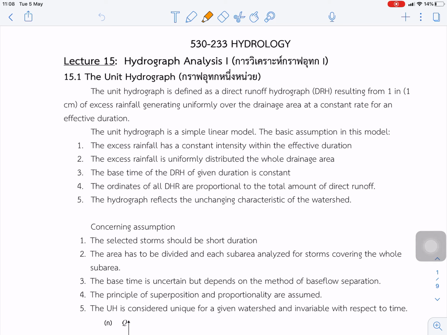Hydrograph analysis 1. The first topic is the unit hydrograph. Okay? How to construct or develop the unit hydrograph. What is the meaning of this?